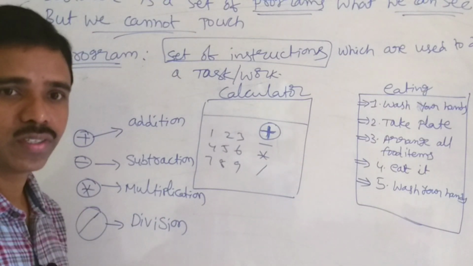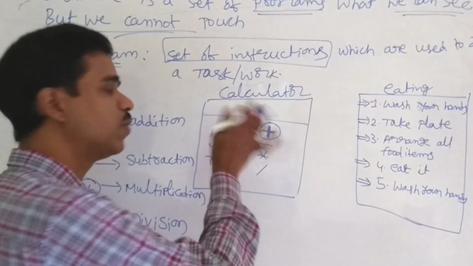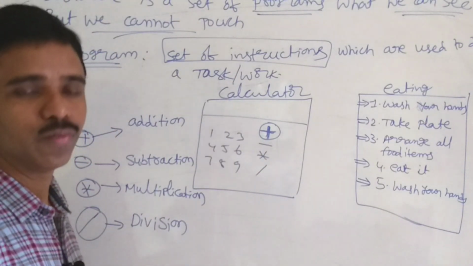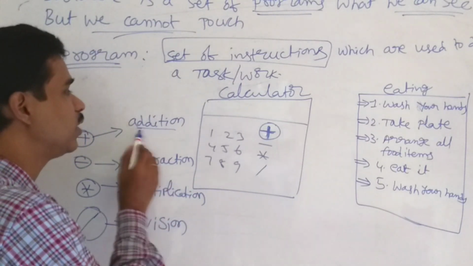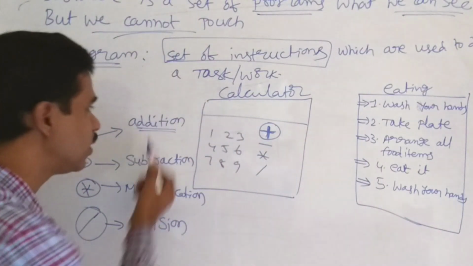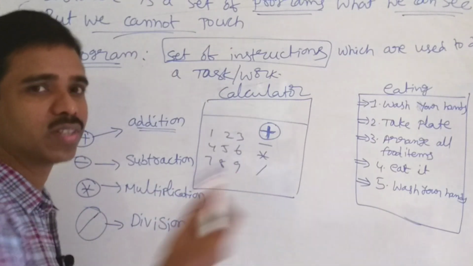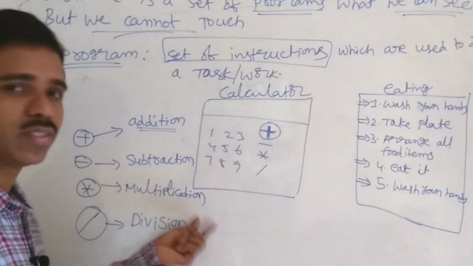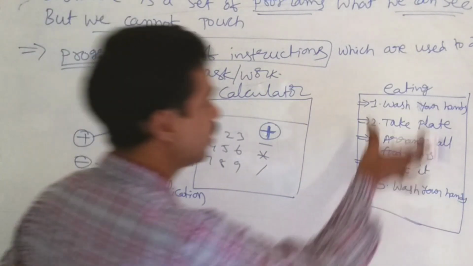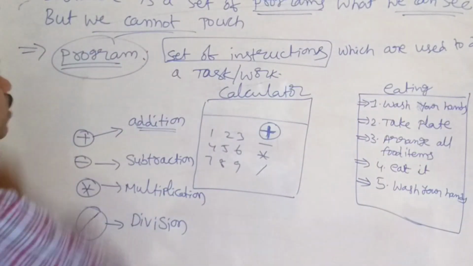So who is doing the operations? Is a human being doing them? No. Why? Because inside the calculator, some programs were already kept in the chip. Those programs are able to do these operations. So what does a program contain? The addition program contains addition instructions. The eating program contains eating instructions. The addition program contains addition instructions like A plus B. The subtraction program contains subtraction instructions. The multiplication program contains multiplication instructions, and the division program contains division instructions. So the set of instructions which are used to perform an operation is called a program.